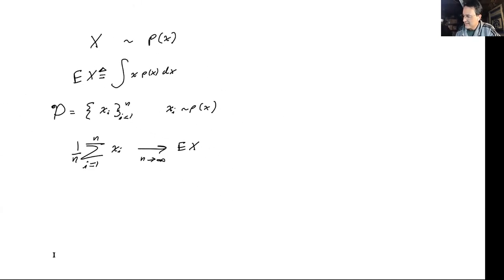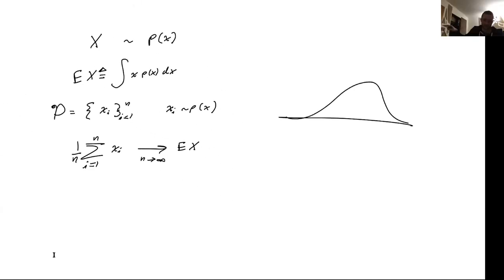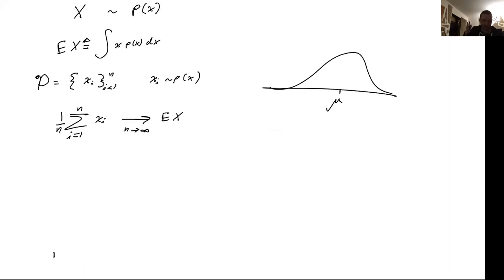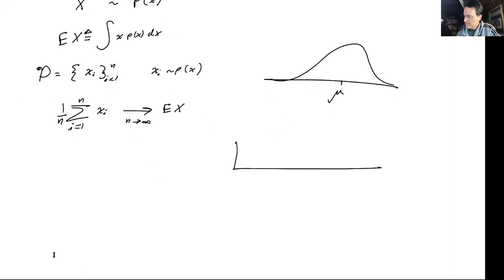If it was a flat distribution, it would find the center of the distribution? If it's a uniform distribution, yeah. So if it looks like this, then the mean will be in the center, right?